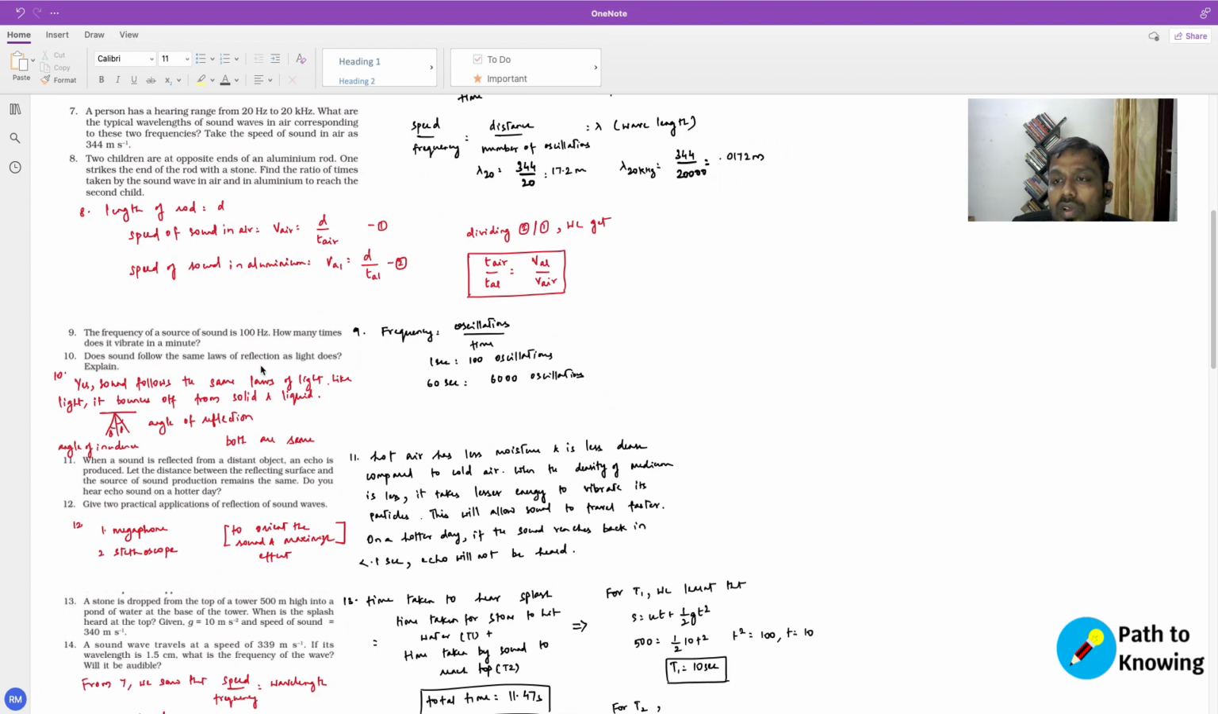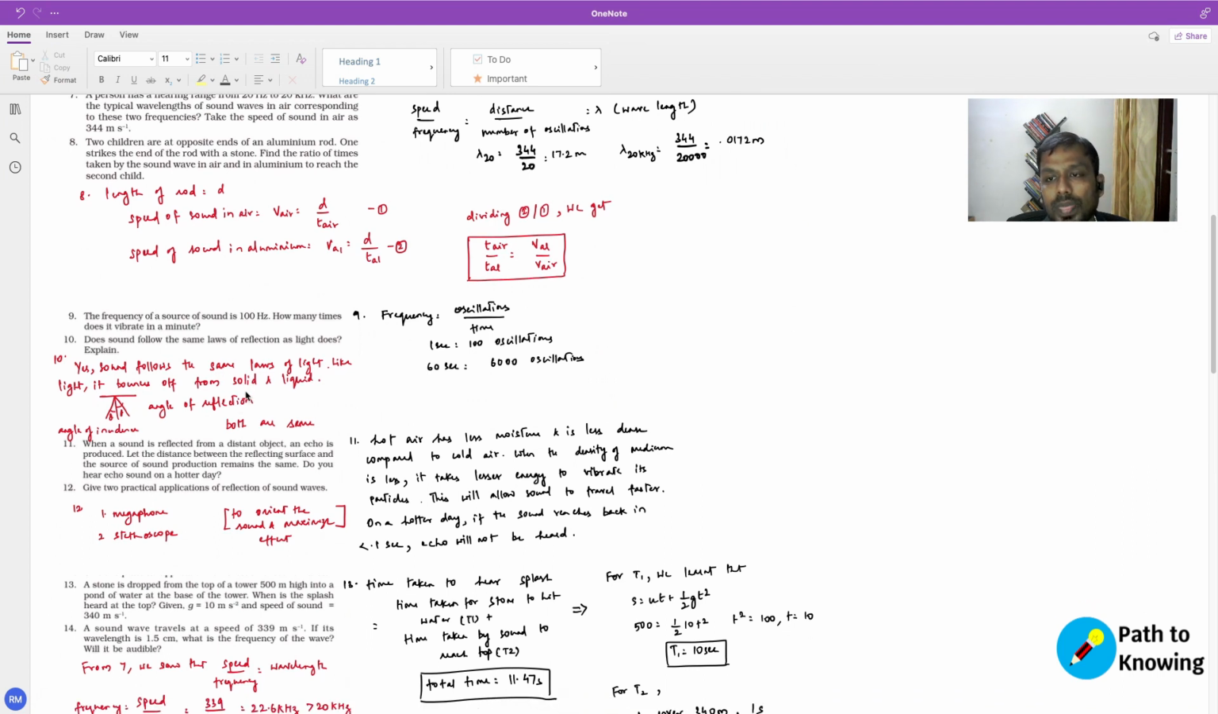Does sound follow the same laws of reflection as light? That's explained. We did learn that sound follows the same laws of reflection. It bounces off liquids and solids, and with the same angle, right? We found that the angle at which it hits, which is basically the angle of incidence, is always equal to the angle of reflection, and both the angles are the same for sound waves. This is a property that light waves also exhibit. So yes, sound follows the same laws of reflection as light does.